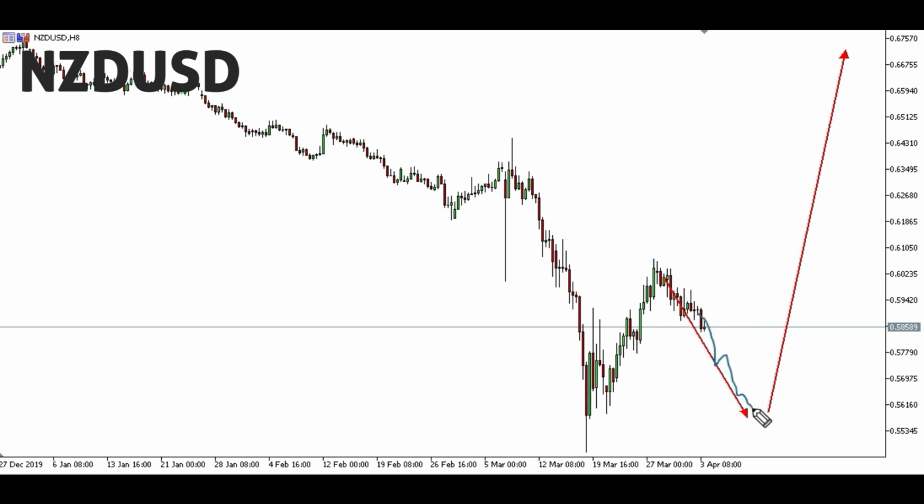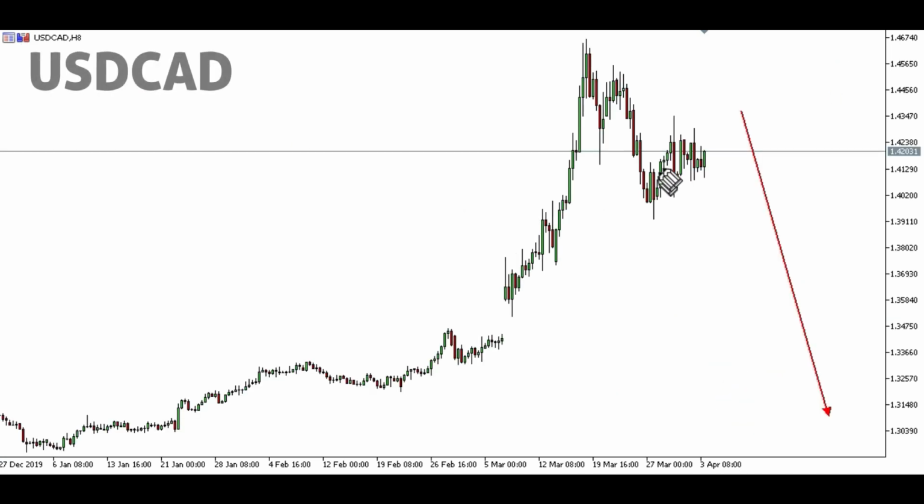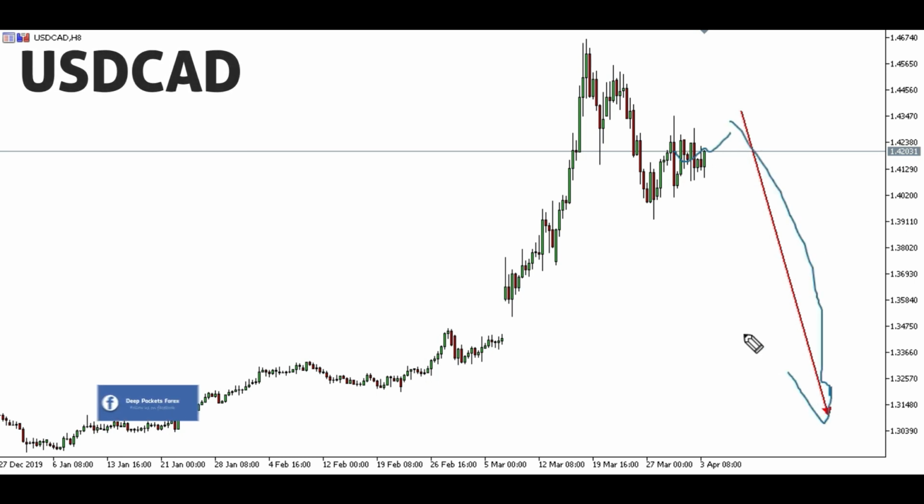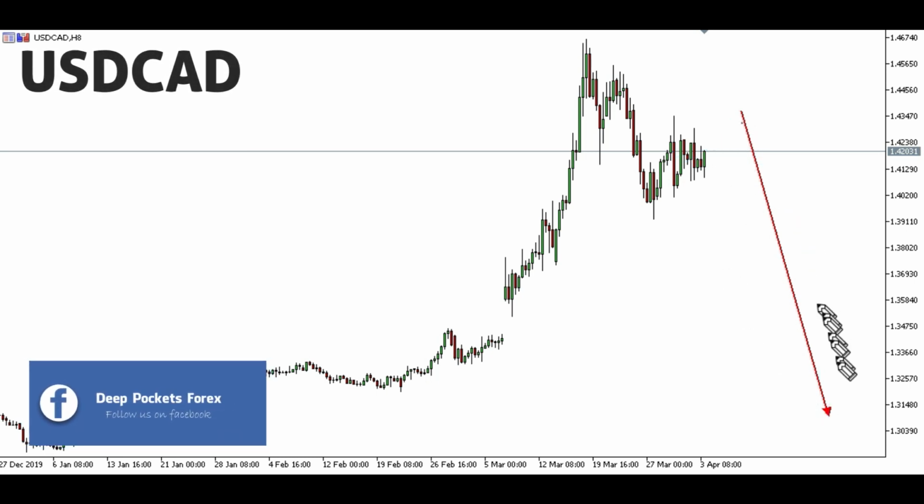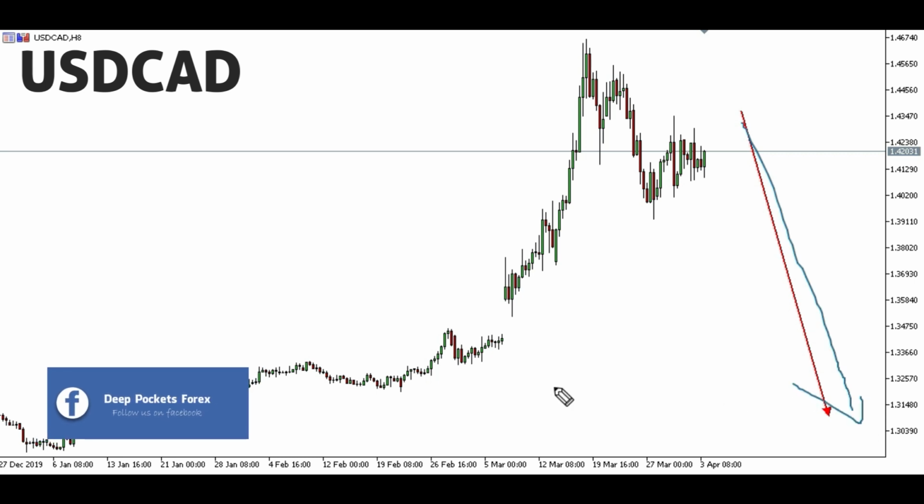But more down here is expected. That's for NZD USD. We're expecting more down until this level. For USD CAD, we're expecting this correction to complete, then more down. We're expecting this down move. That's for USD CAD. We're expecting a down move.